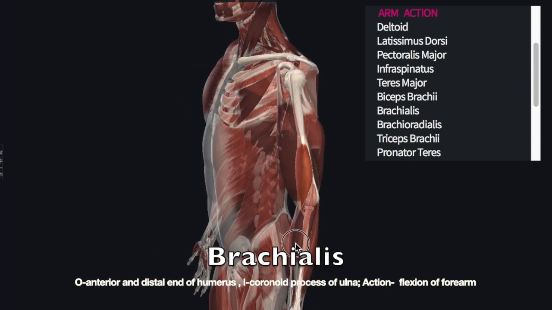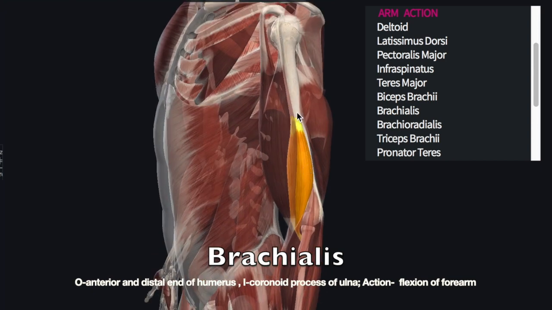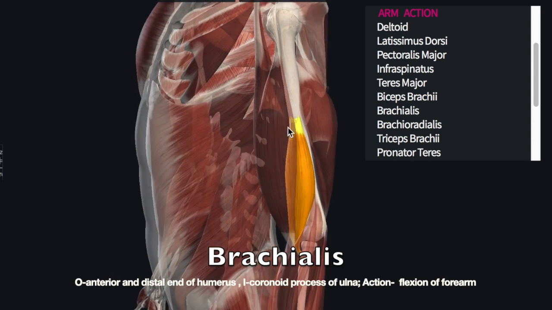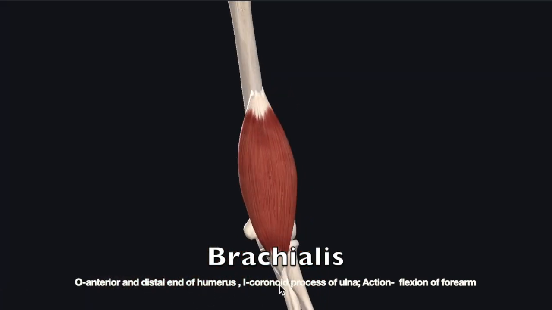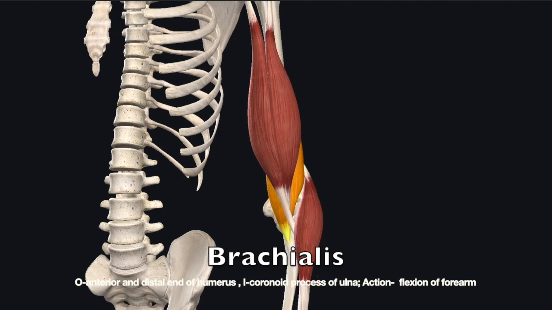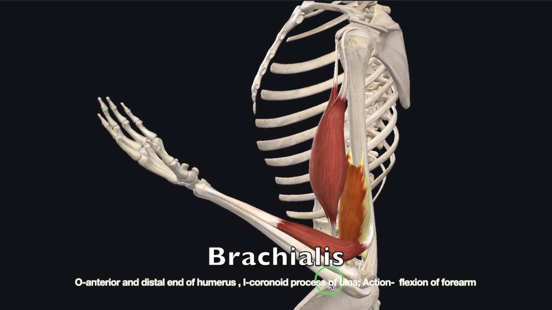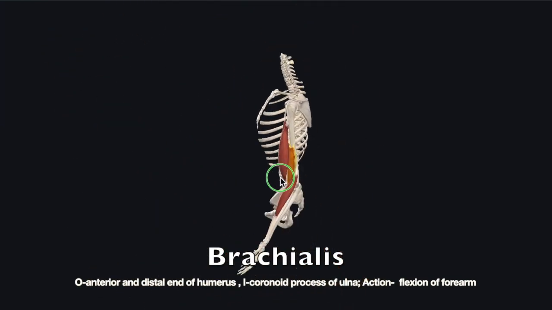Here we can see that it has its origin in the midsection of our humerus, and its insertion is on the ulna. Because the ulna doesn't really rotate a whole lot, this will make for a much more powerful pull or a flexion of the arm.